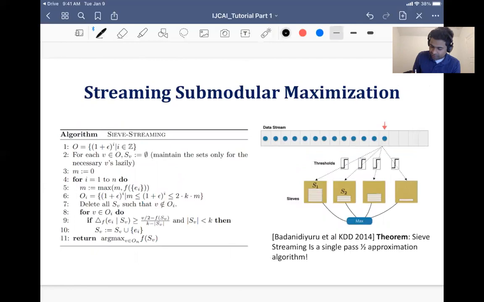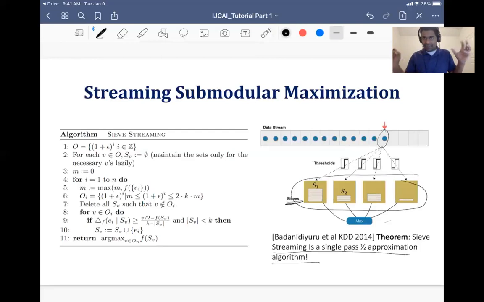The way this algorithm works is that it maintains several different subsets, so it has a slightly higher memory cost. It maintains different subsets called sieves, and each of these sieves has a threshold. Once a new item comes, you compare it with each sieve, take the max of the gains given my different subsets, and then decide whether to add it or not. It turns out that this sieve streaming algorithm is a single pass half approximation. The fundamental idea is that you maintain k different sieves, or k different possible subsets, and at the end of your stream, you take the max amongst all of them. This algorithm is order n. It's a streaming, or online, algorithm, and it's a half approximation.